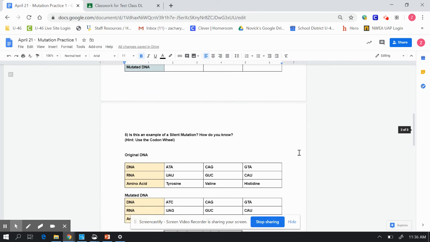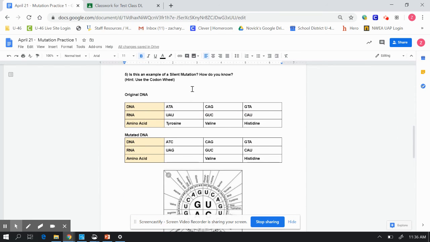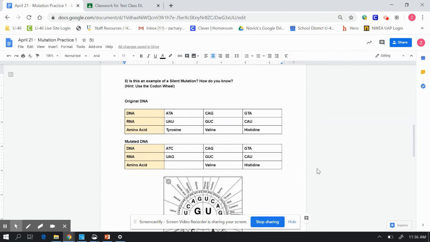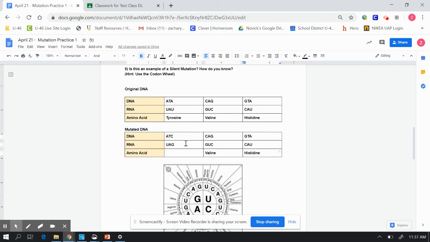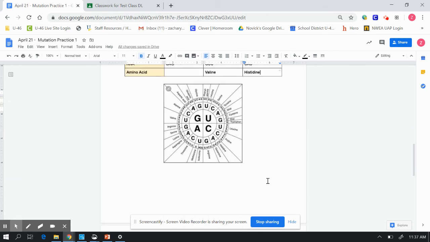Okay. And then down here is the tricky stuff. Is this whole thing an example of a silent mutation, and how do you know? So remember, to study if this is an example of a silent mutation, look at how DNA transcribes to RNA and translates to the amino acid. So look for the mutation and look at how it transcribes, then determine how it translates. And here's a codon wheel for you to use.